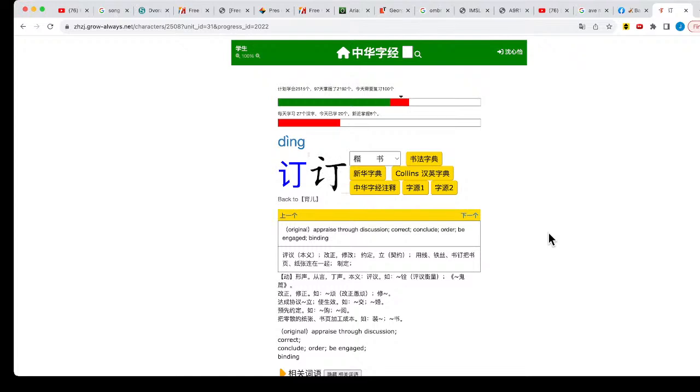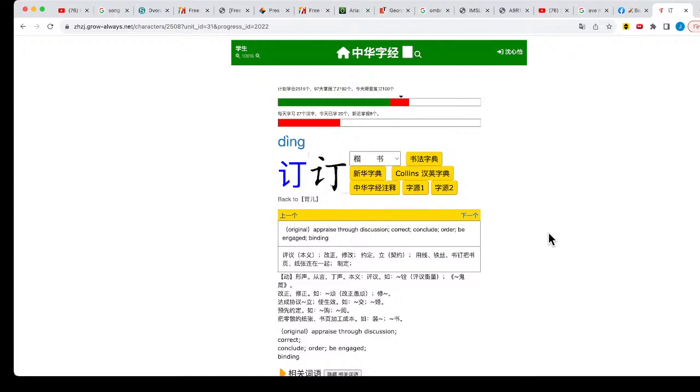So there's a meaning of correction right there, and it also has a meaning of concluding, ordering. For example 订盒饭, you place an order to buy something. So this is called a 定. 订婚, that means you engage.